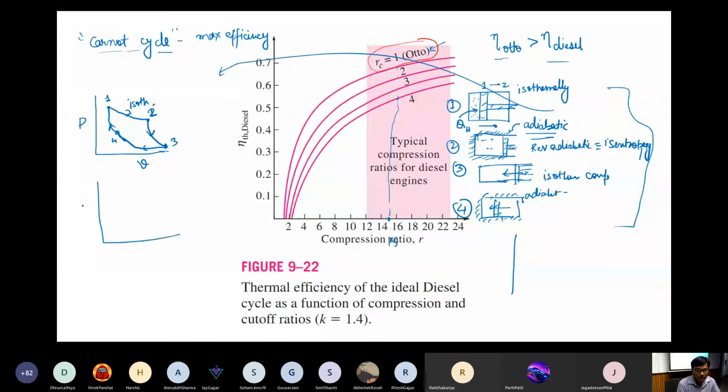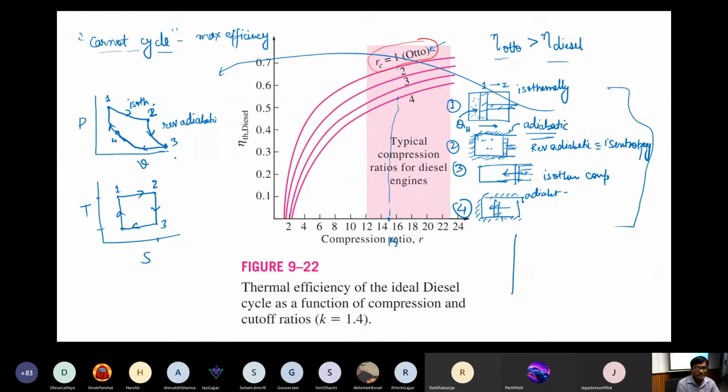And on the TS diagram, the first process is isothermal, so temperature is constant, so 1 to 2 goes parallel to the x-axis. Then 2 to 3, since this is an isentropic, reversible adiabatic process, just came down. So it looks something like this.